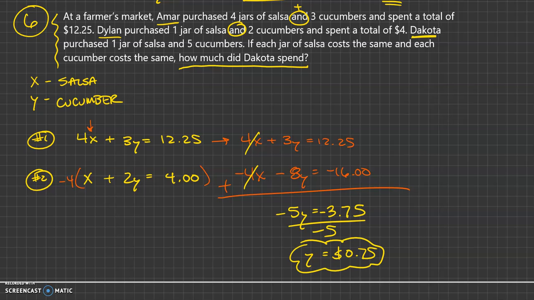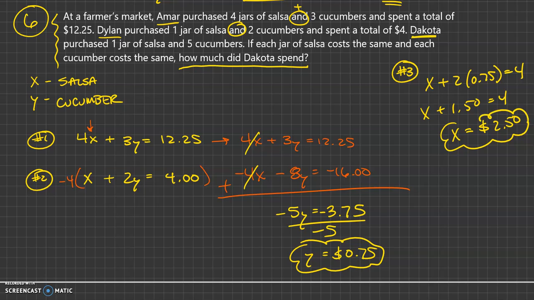So what's a cucumber cost? 75 cents. Let's come up right here, I guess. When you do step number 3, what does x equal? Well, let's use that bottom equation. X plus 2 times 0.75 equals 4. So that's going to be x plus 1.50 equals 4. I'm going to subtract 1.50 from both sides and get x is equal to $2.50. All right, so I'm not done yet, but now I know what x and y equal.